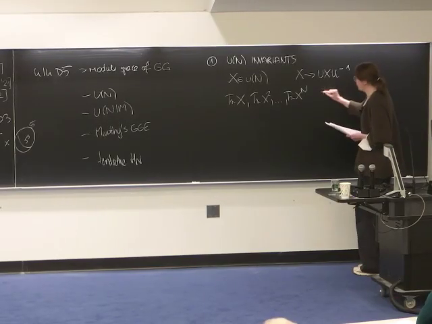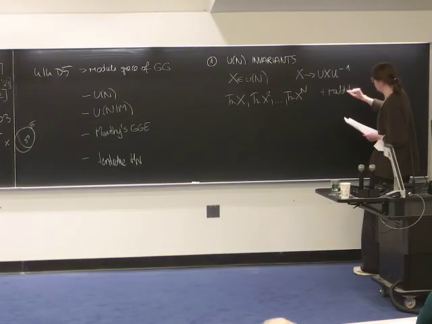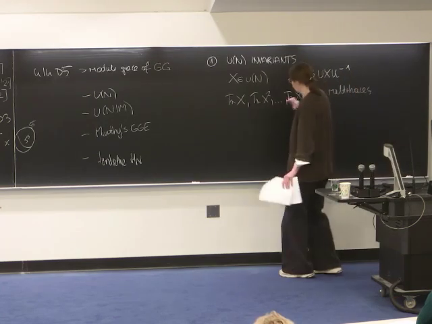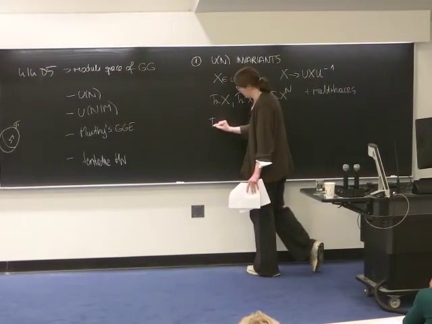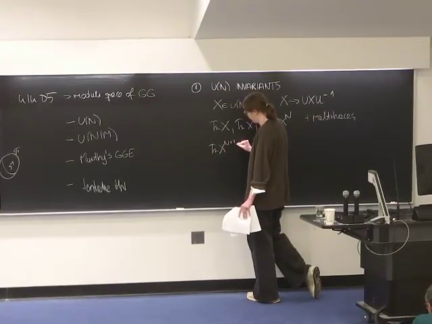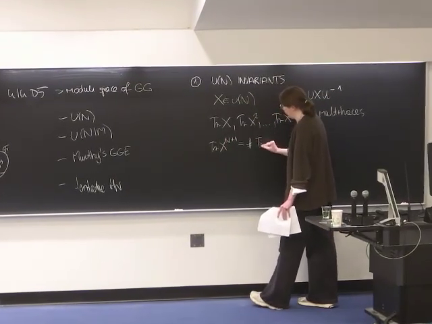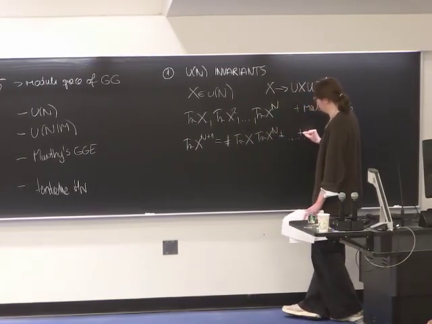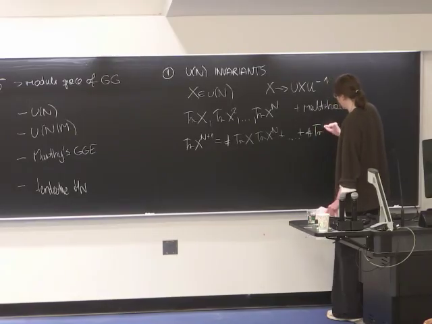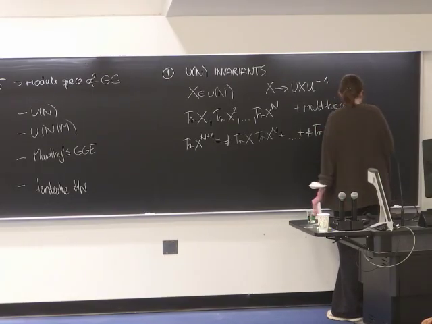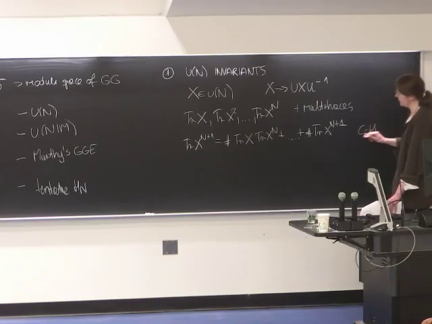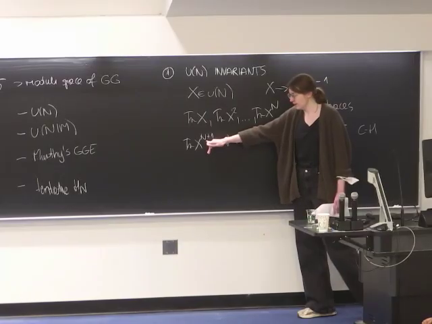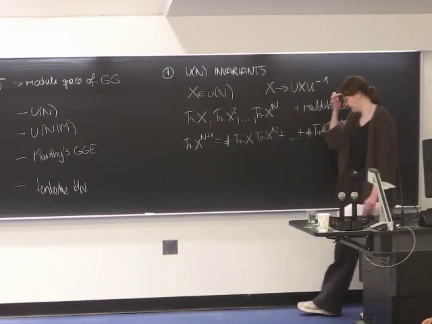We also have multi-traces, so products of these. And we stop at n because trace x to the n plus 1 turns out to be rewritable using products of shorter traces. This is the Cayley-Hamilton formula. And this is, again, an example of a trace relation: operators that are longer than n can be rewritten using shorter operators.